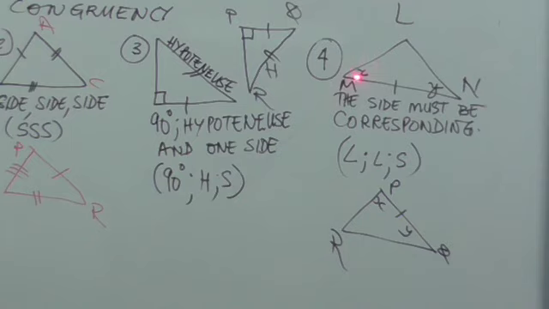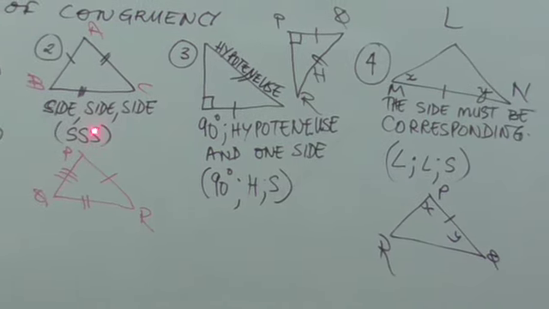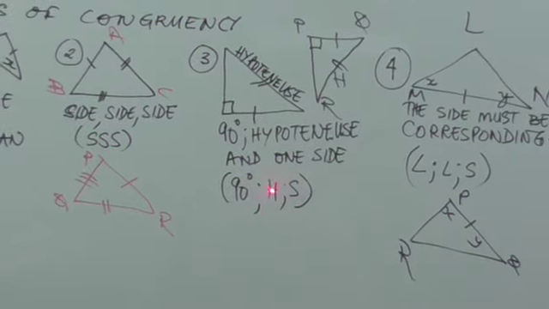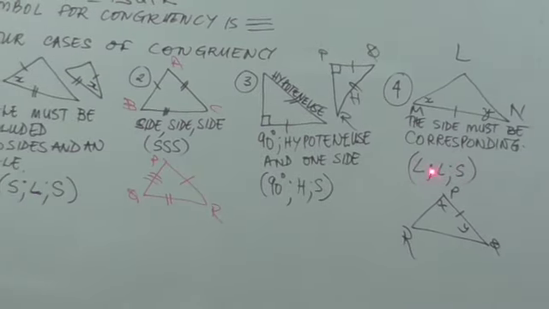Therefore, we have what is called two angles and a side, two angles and a side, and the case is called angle, angle, side. So there are 4 cases of congruency. These are the 4 cases: side, angle, side; side, side, side; 90 degrees, hypotenuse and side; angle, angle, side.